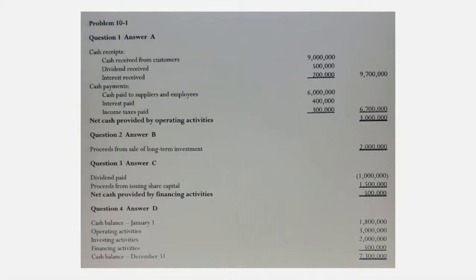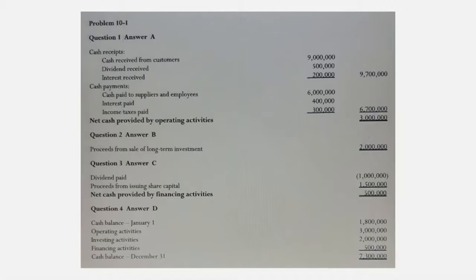So the net cash, 9,700,000 minus the 6,700,000, that's 3 million. So that is positive. So that's cash provided by operating activities. Question number 2, cash provided by the investing activities. You look for the items related to non-current assets, and there's only one. You have the long-term investment. So that's the answer for number 2.